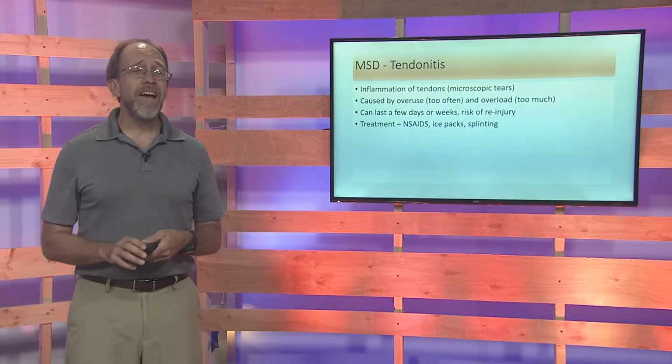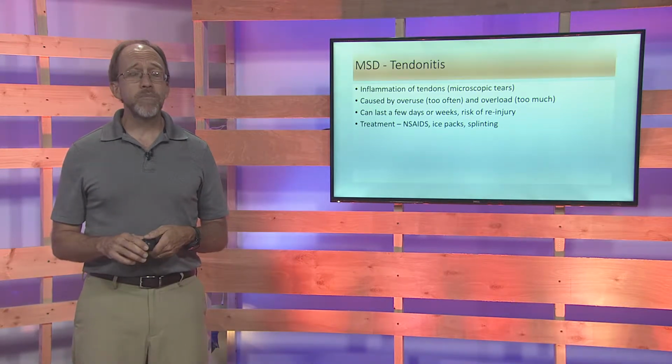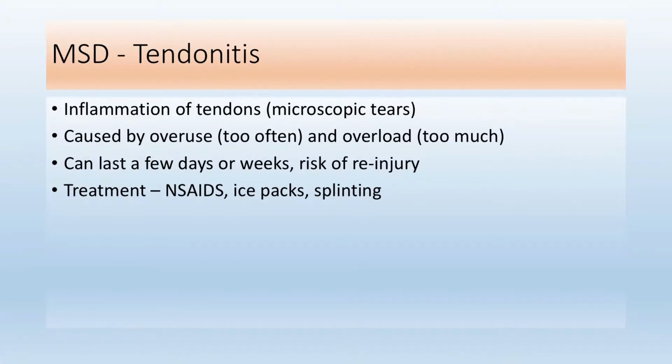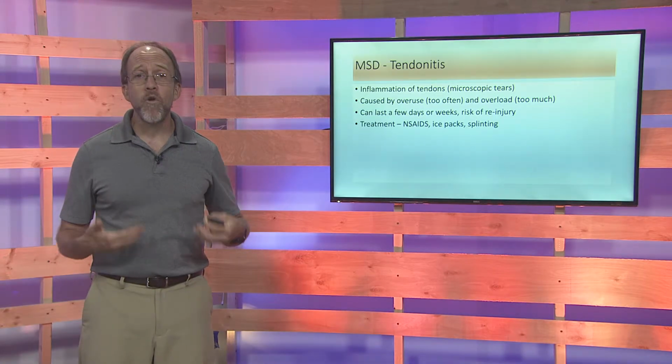Tendonitis, and I think everybody watching this video has probably had at least some experience with tendonitis. We know that muscles attach to the bones through tendons, and they can get inflamed and have all sorts of microscopic tears, and what comes along with that is pain. It can be caused by two things: overuse or overload. You can get it by doing the same thing over and over again, or you can just do something that's too hard. You pick up a weight that's too much, and you cause yourself tendonitis.